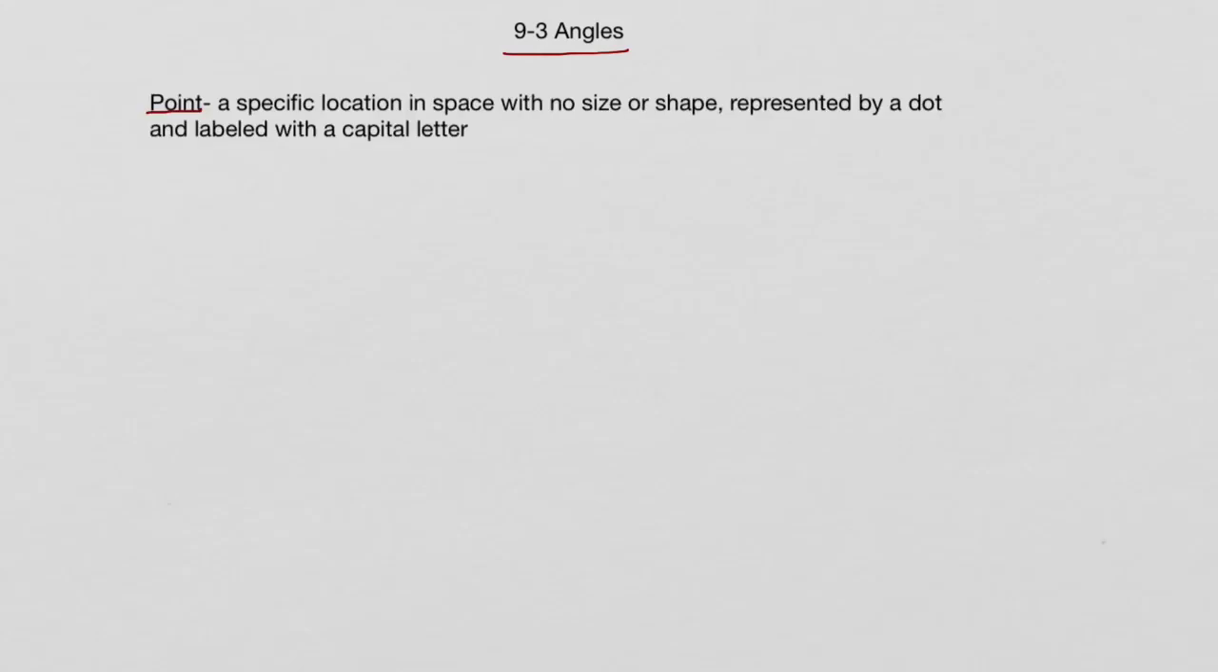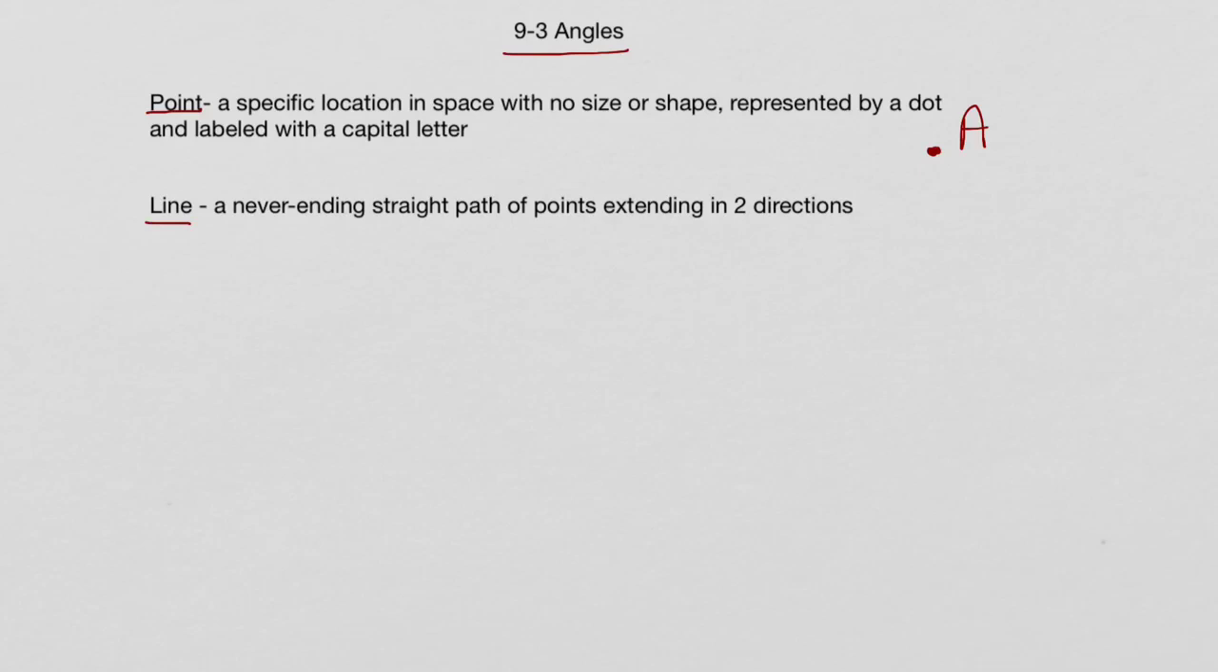Okay, our most basic item, our building block in geometry, is called a point. And a point is a specific location in space with no size or shape, and it's represented by a dot and labeled with a capital letter. So for instance, I can call that point A, and I'm going to label it point A.